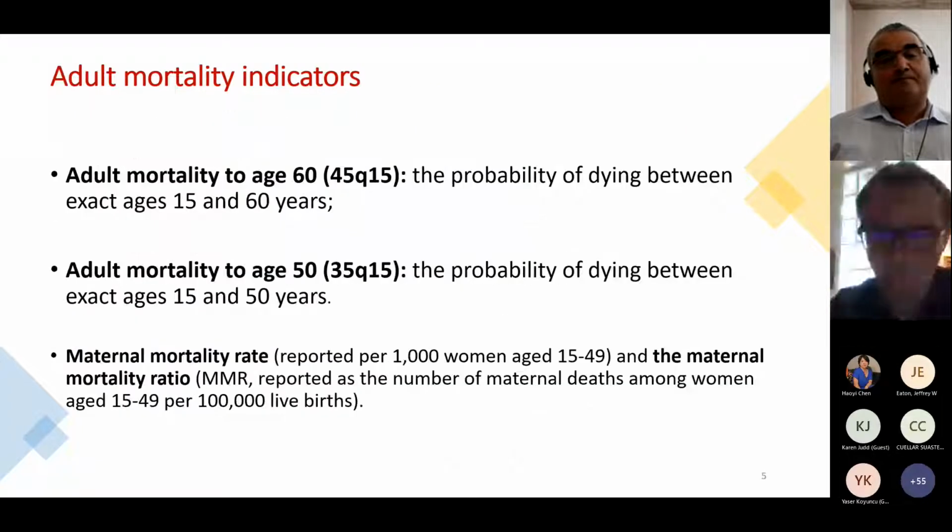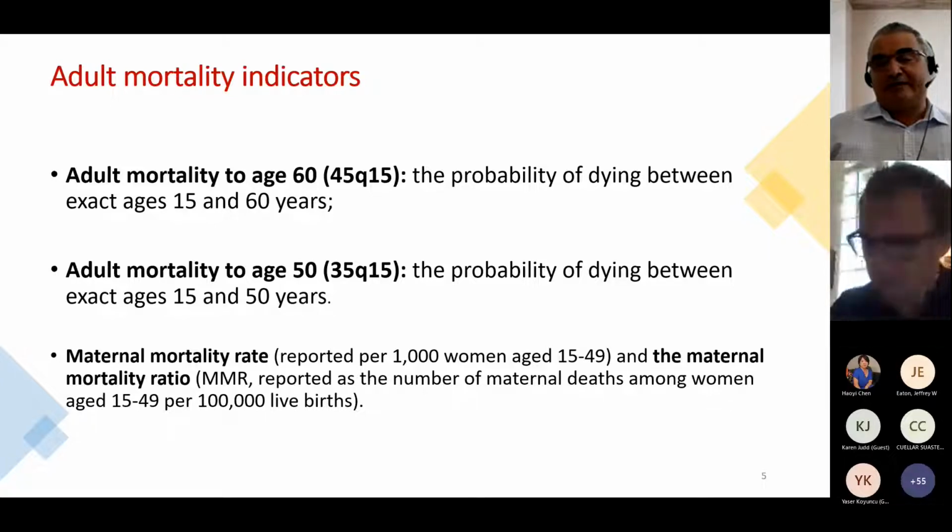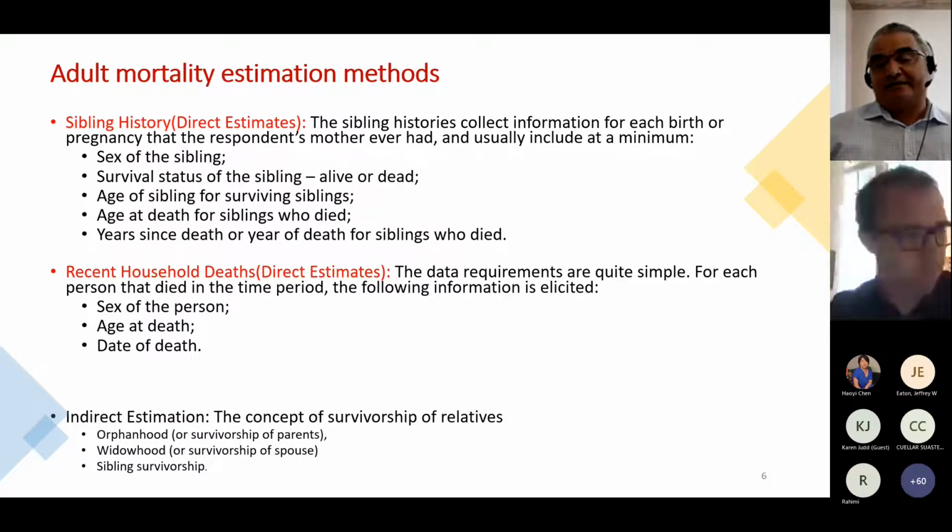And we also collect some adult mortality indicators from such surveys. The basic two are the adult mortality from age 15 to 60 years, and adult mortality from 15 to age 50. These are the two main mortality indicators. And in some surveys, we also try to calculate the maternal mortality rate and/or the maternal mortality ratio in some rare cases. So these are the main mortality indicators that we try to calculate. And we also have direct and indirect estimates on adult mortality.